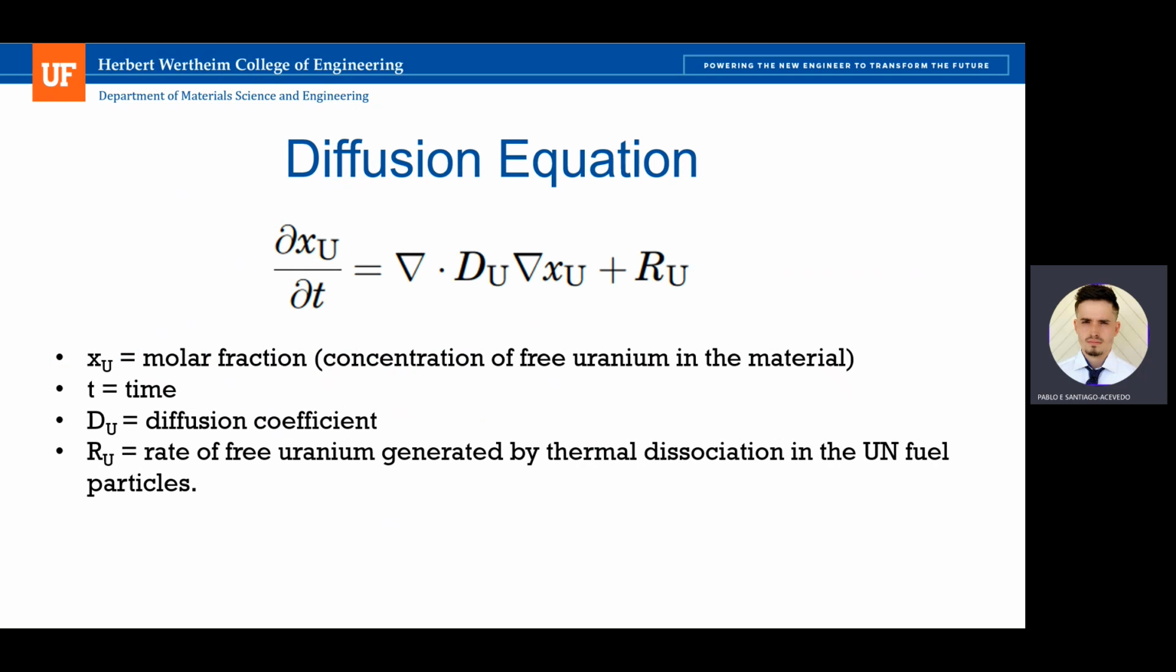This is the diffusion equation, which was applied in the simulations. The parameters used in the diffusion equation are X_U, which is the molar fraction or the concentration of free uranium in the material, t, which is the time, D_U, which is the diffusion coefficient, and R_U, which is the rate of free uranium generated by thermal dissociation in the UN fuel particles.